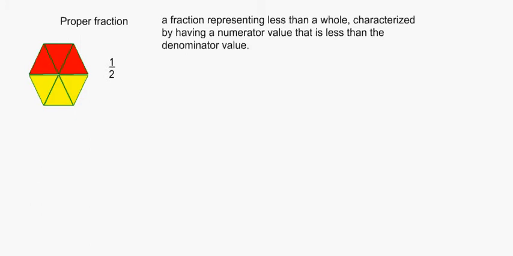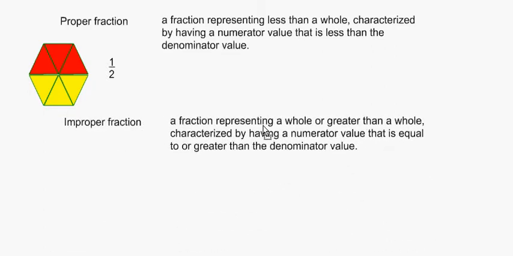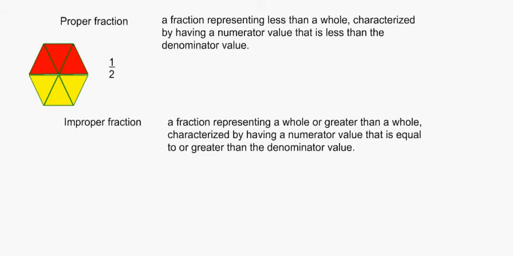and that would be a proper fraction. An improper fraction is a fraction that's representing either a whole or something that's greater than a whole, and it's characterized by having a numerator value that is equal to or greater than the denominator value. So if I had something like this, there's one, there's another, that would be an improper fraction, because now I have two pieces of equal size, and that's going to be the same as a whole, and that would make it an improper fraction. So 2/2 would be an improper fraction, because that's going to give us a whole.